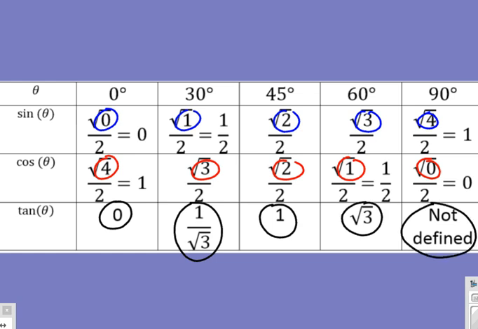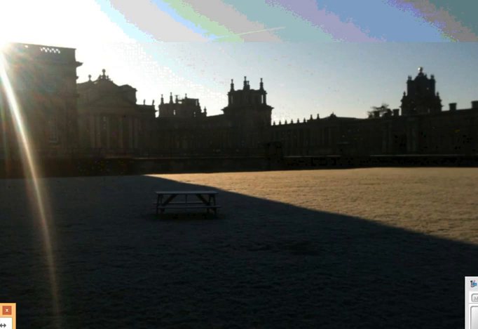What happens here? At 90 degrees, the segment is vertical, therefore the gradient is not defined.